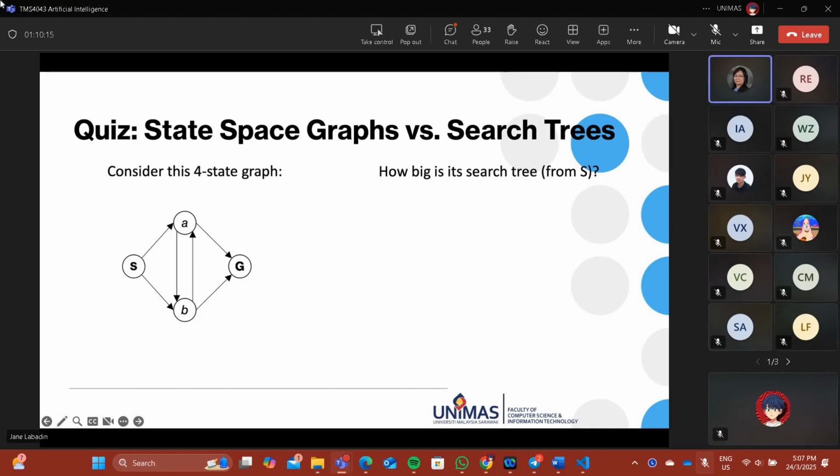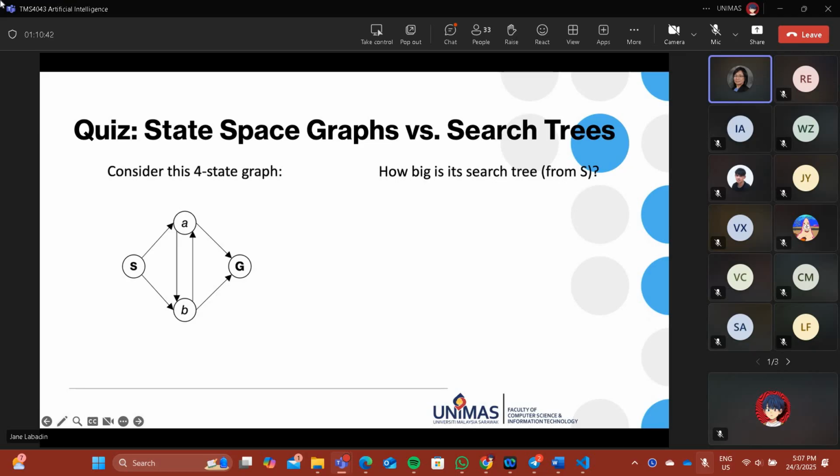This one, state graph versus search tree. Consider this 4-state graph. How big is its search tree? Okay, so this one is a typical quiz question. So how does the tree look based on the 4-state graph? So you can quickly draw that.